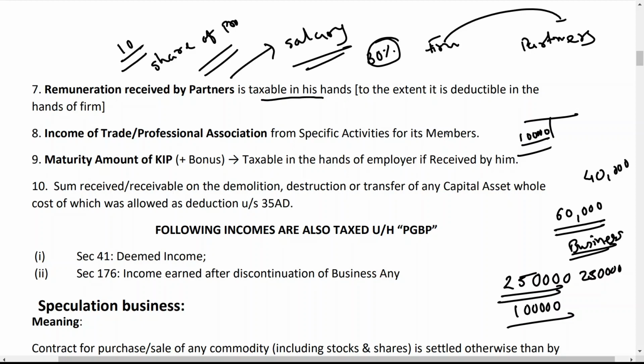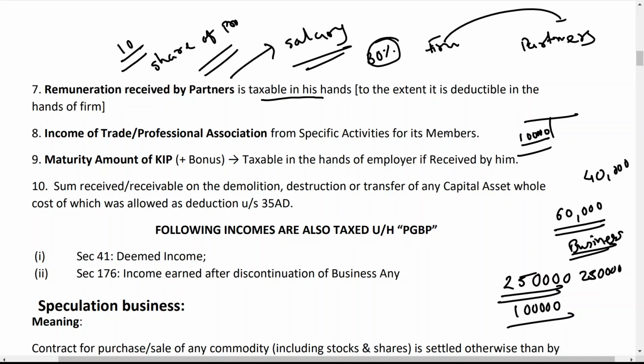Now, income of a trade or professional association from a specific activity for its members. This is also a tricky point. If a trade association or professional association performs any activity for all its members, then it is not taxable, because it is a surplus from mutual activity. But if a specific activity is performed for its members, then whatever income arises is taxable under the head PGBP.